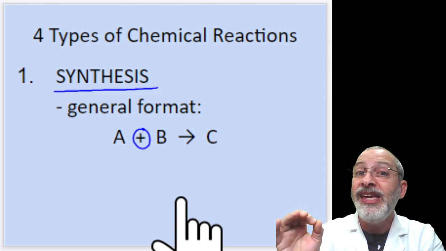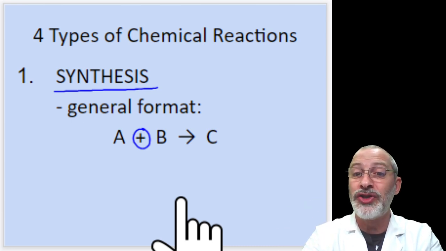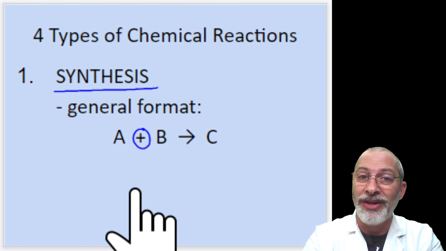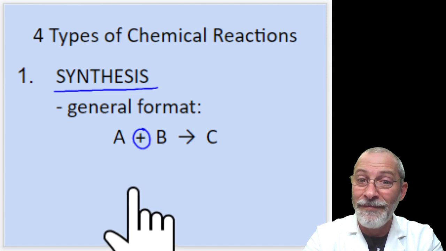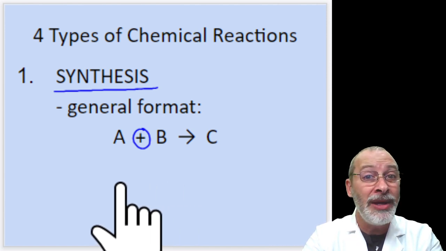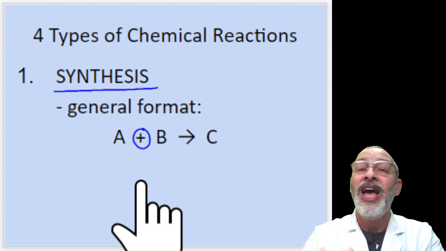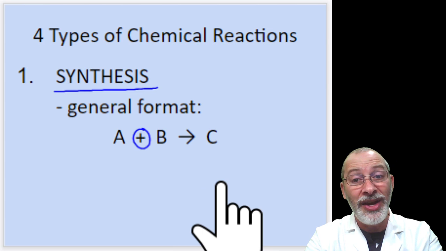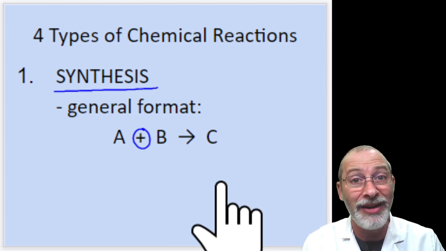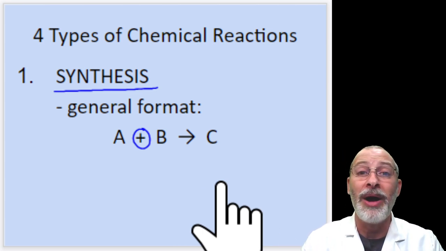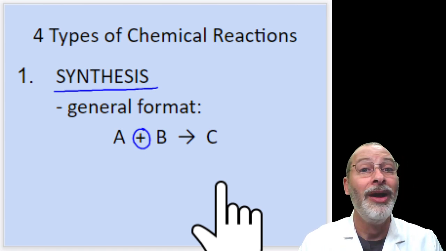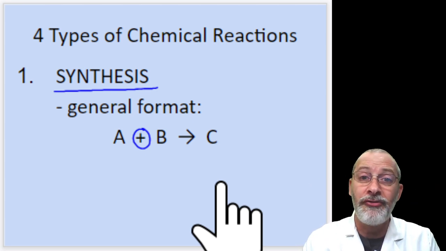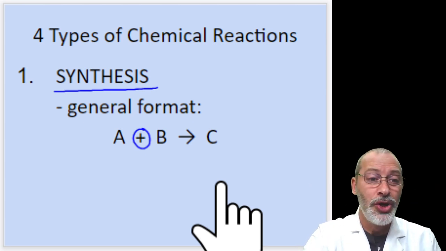But the key clue here is what I've circled, the plus sign. When you see an equation that looks like this, that there are two elements or simple substances combining together with a plus sign, and there's only one thing over on the other side, on the product side of the equation, in this case represented by the variable C, a more complex substance. This is the general formula for a synthesis reaction.